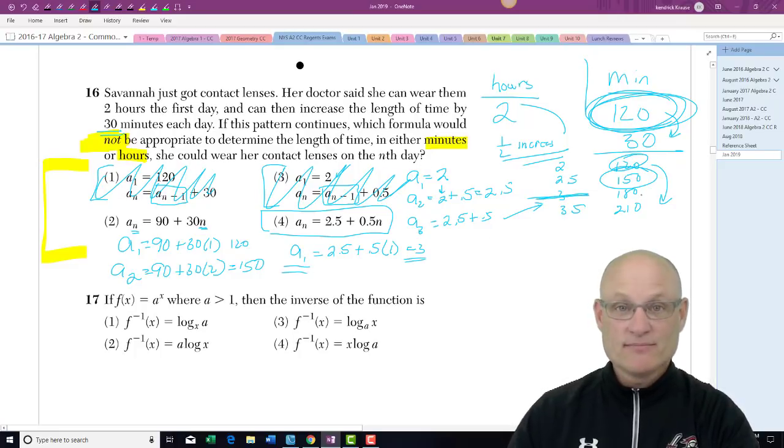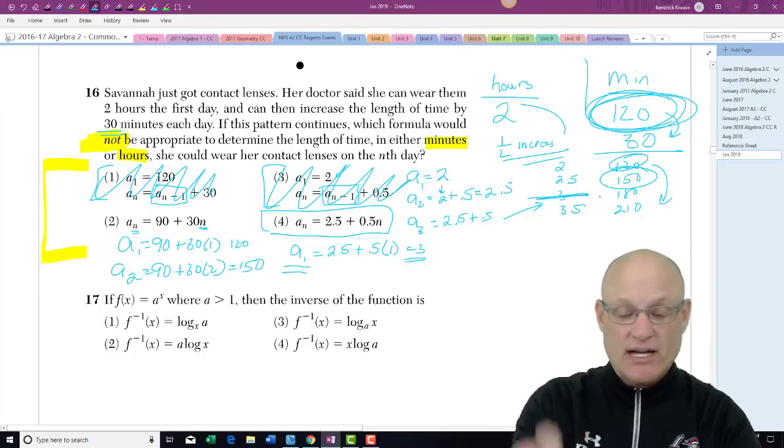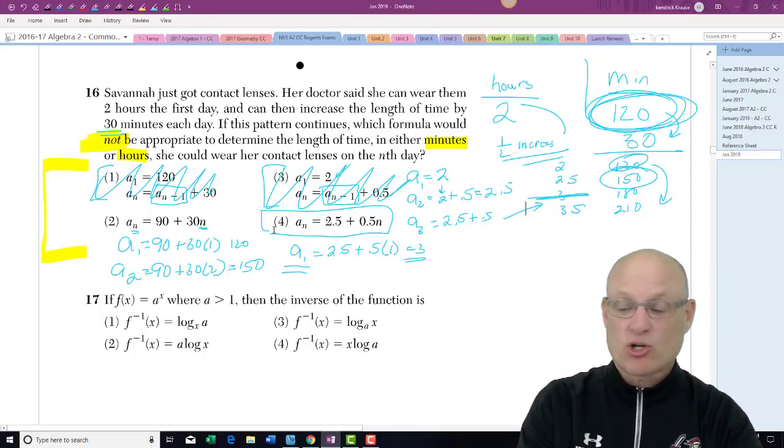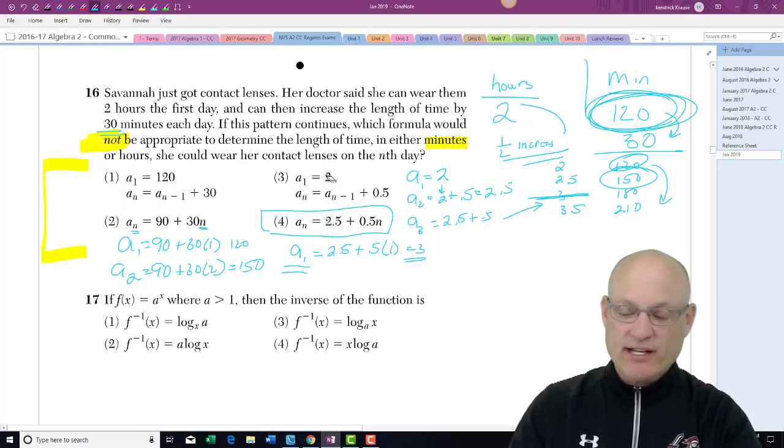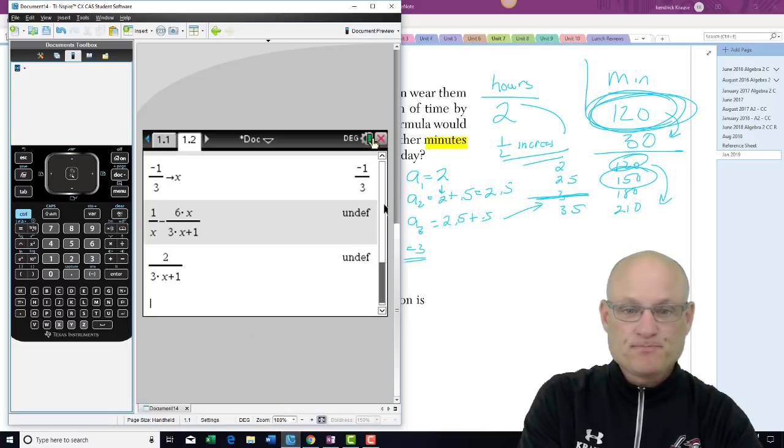No, it's not. I did say I was going to show you something cool about recursion, about these two up here. And if you haven't seen this before, it's actually kind of cool. You come over to the old calculator and you type in the first term.